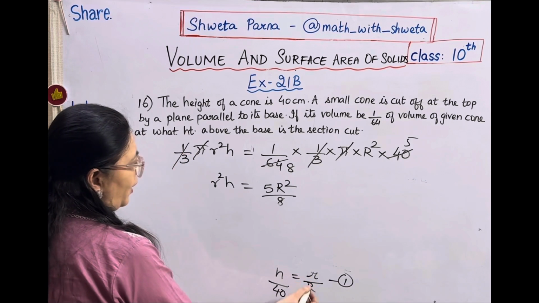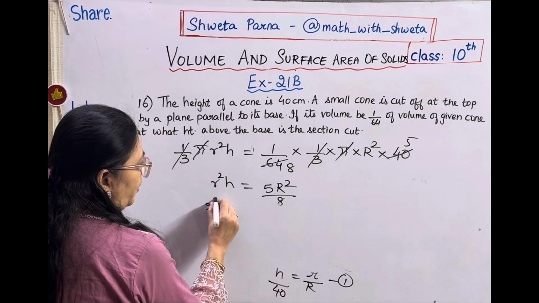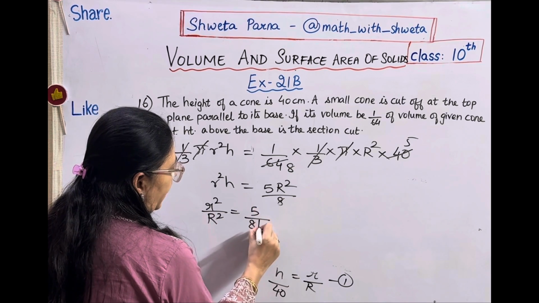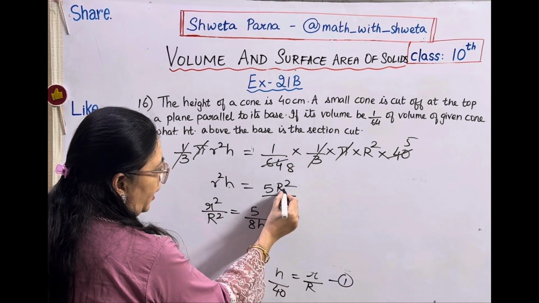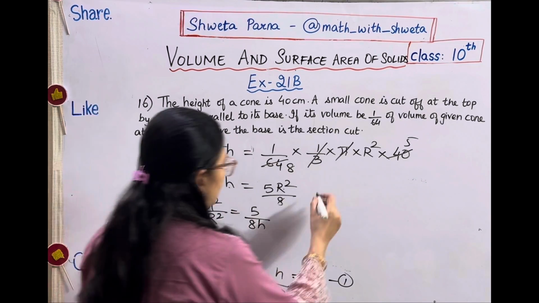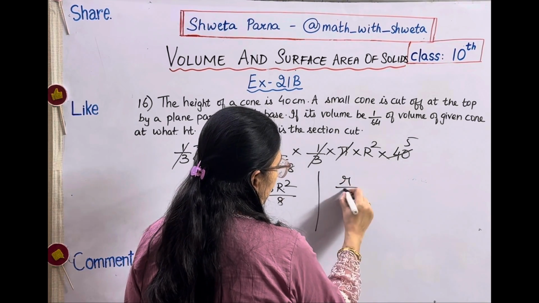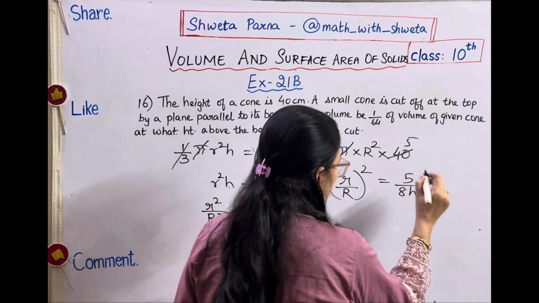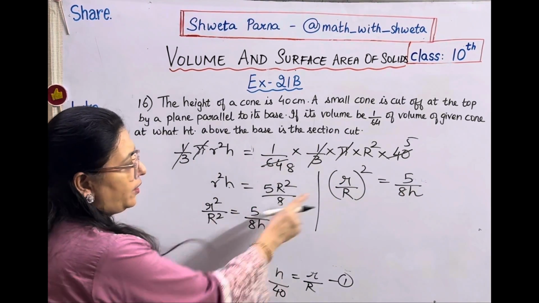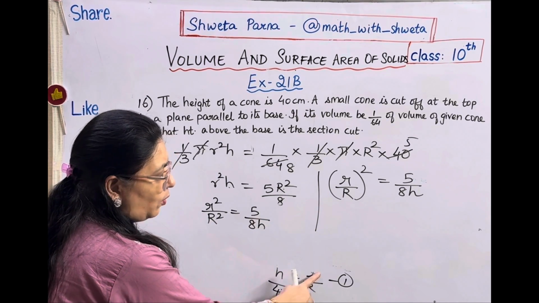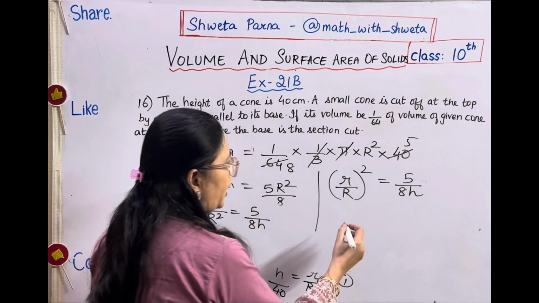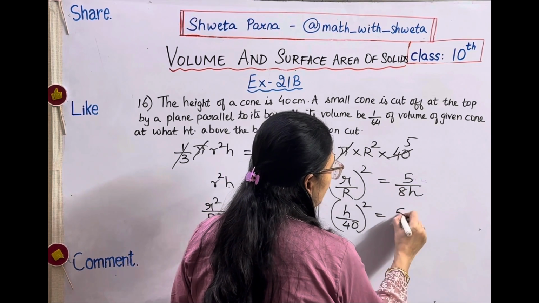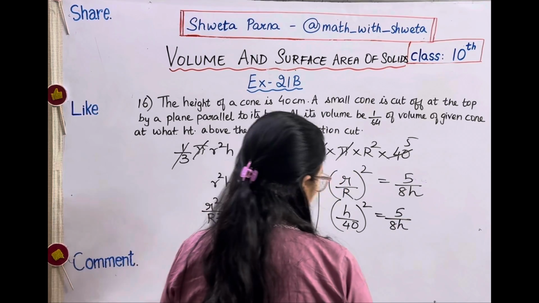So now you have the value of r and this. So r square upon R square is equal to 5 upon 8h. I have taken h over here and R square I have taken it here. So this becomes r upon R, the whole square, is equal to 5 upon 8h. Clear? I have taken the square. Now we already got the value, r upon R is what? h upon 40. So h upon 40, the whole square, is equal to 5 upon 8h.